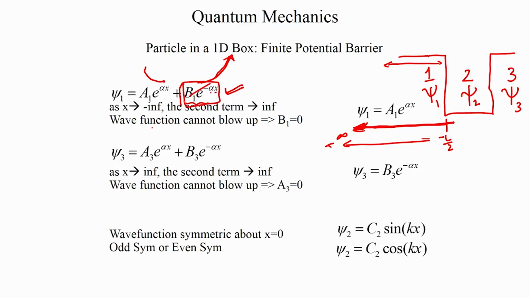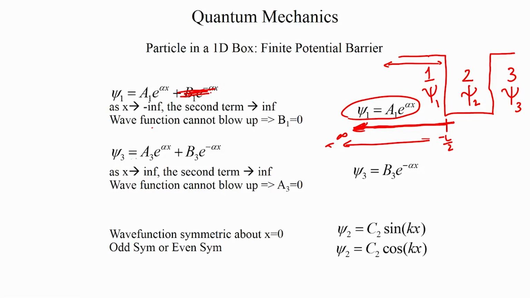You can't allow this. This might be a general solution, but this term violates this very basic principle that you can't have the wave function blow up. Therefore, the B1 term has to be 0. And if B1 is 0, I can just write my solution to be psi 1 is equal to A1 e to the power alpha x. So, just by using simple arguments, you have eliminated one of the coefficients.